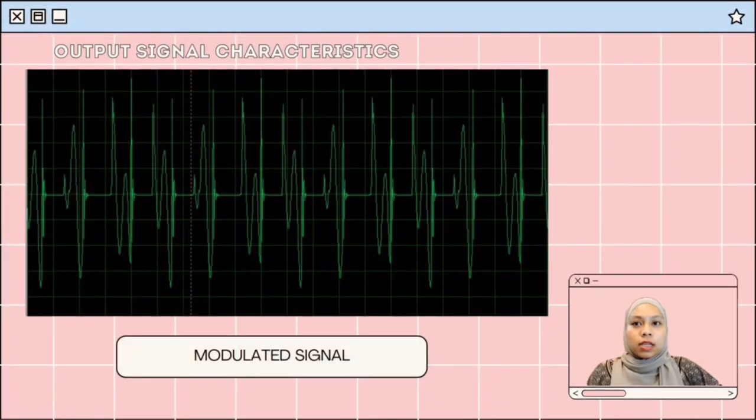Okay, lastly, this is the output that we get after we run the circuit. When the message signal is mixed with the carrier signal, a new signal is produced. This new signal is known as a modulated signal. The modulated signal is the combination of the carrier signal and the message signal.